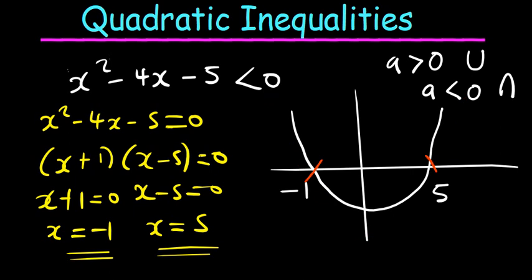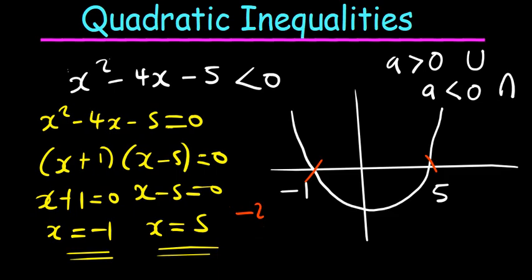Okay, so we have to go back to the inequality. We look at the way the inequality is. The inequality is saying we want the values where x squared minus 4x minus 5 is less than 0. Now if we pick any value of x that is, let's say, less than -1.